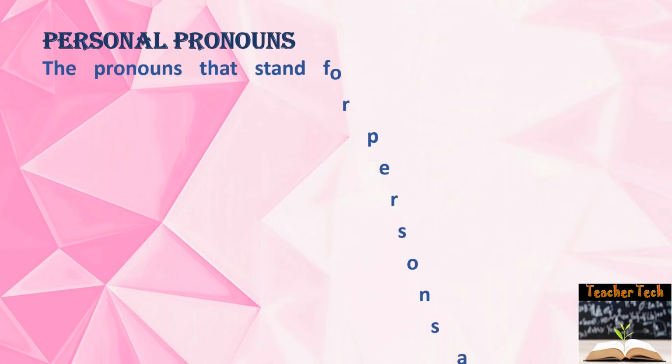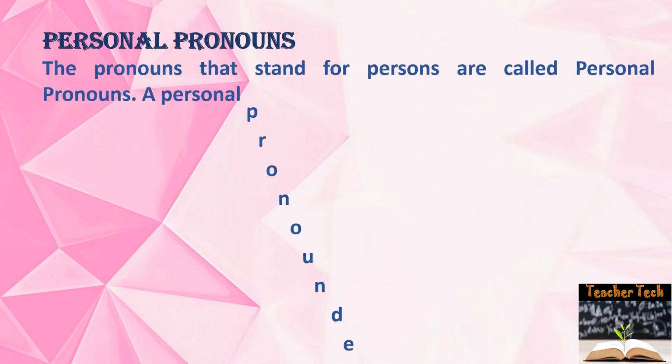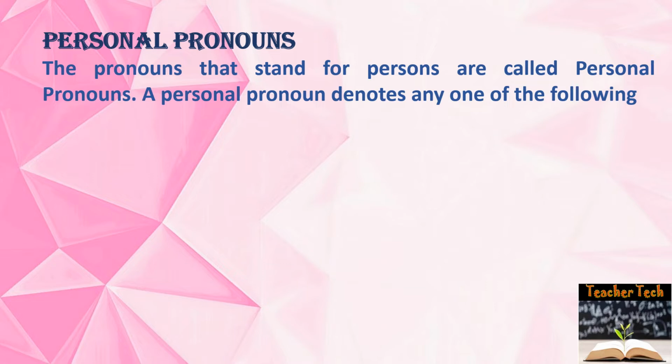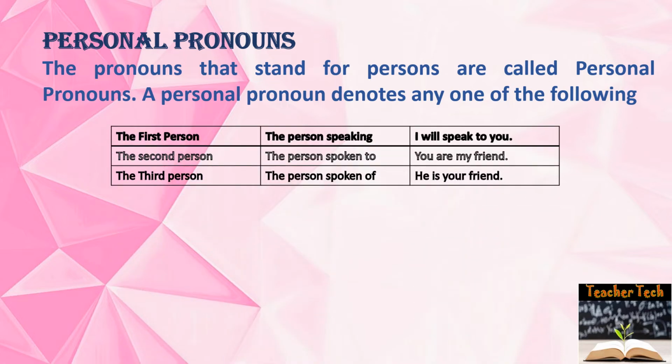Personal pronouns. What are personal pronouns, children? The pronouns that stand for persons are called personal pronouns. A personal pronoun denotes any one of the following: the first person, the person speaking. That means the person who is speaking is the first person. I will speak to you. I is the first person.